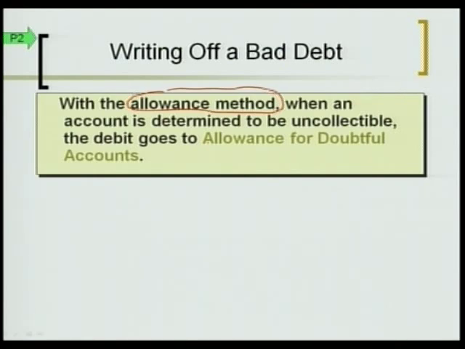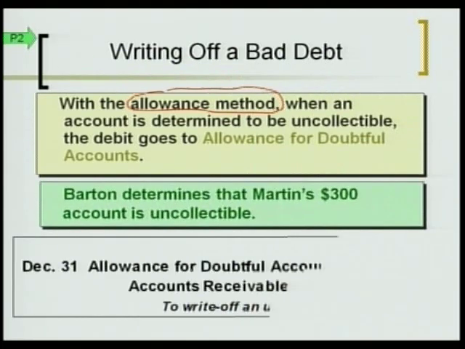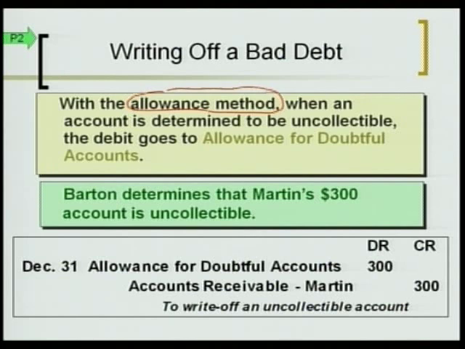Now, this is writing off a bad debt. People get this confused with estimating bad debt. But when we write off a bad debt, we now know of a company that is not going to pay. Maybe we read that they went out of business or something. When we write off an account under the allowance method, we determine that Martin's $300 account is uncollectible. So what we do is we debit allowance for doubtful accounts and we credit accounts receivable. Okay?